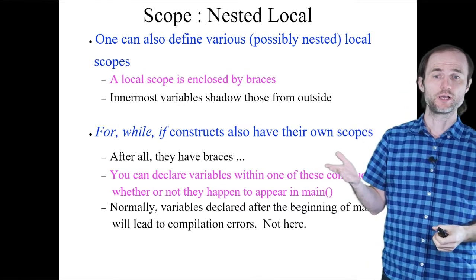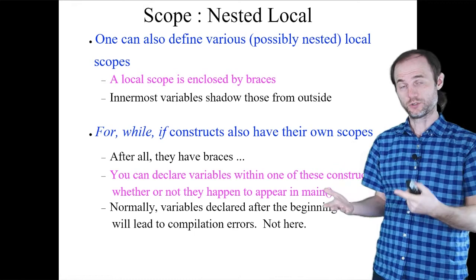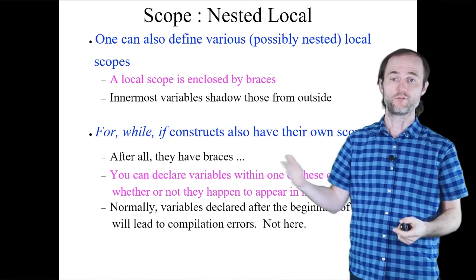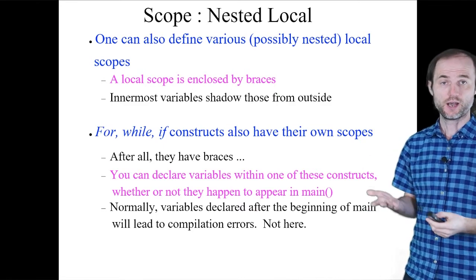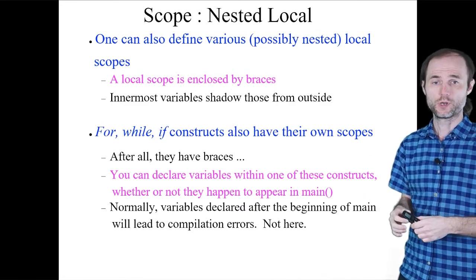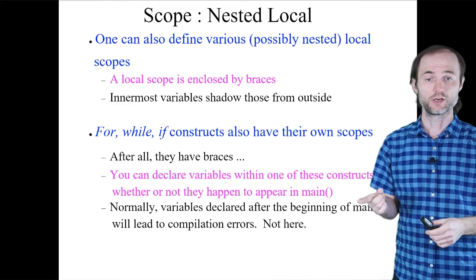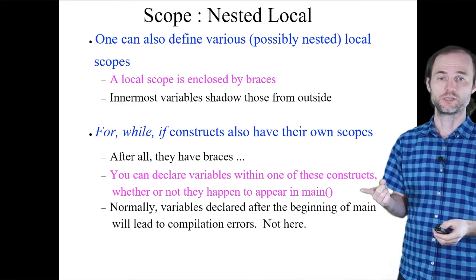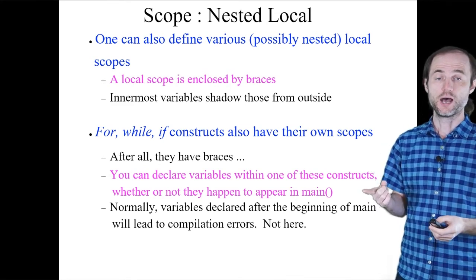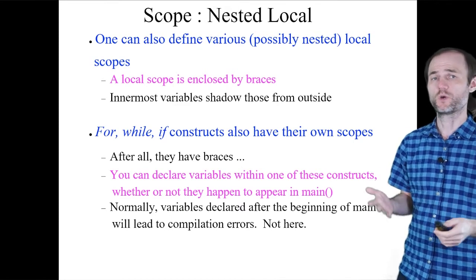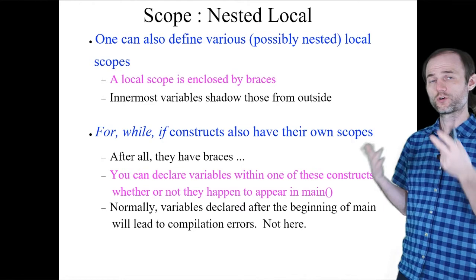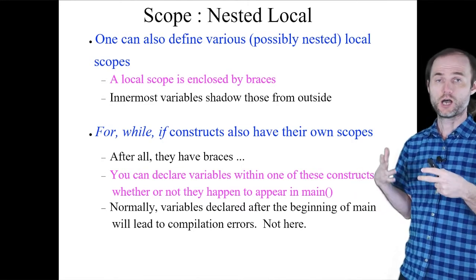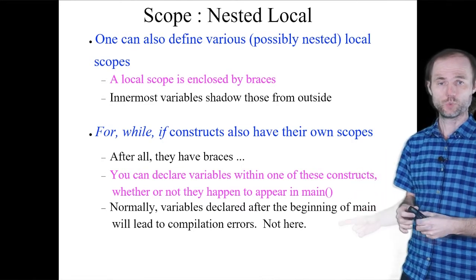So the same applies, of course, to the curly braces and the scopes associated with for, while, and if constructs. Each of them has its local scope. And you can declare variables inside of these constructs, and you can do this independent of whether these variables were already defined elsewhere in main. So you can override the main variables, or you can create new ones.